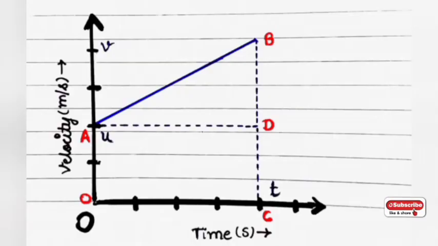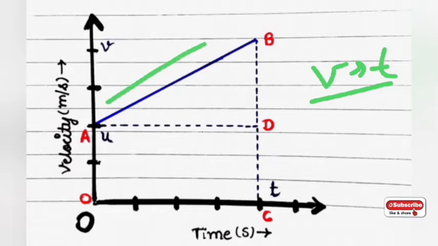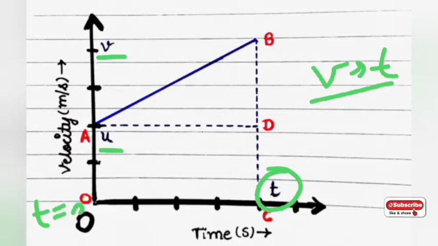First of all, let us start with the introduction of the graph from which we are going to derive all those equations. Here we have a velocity time graph, and in this graph the line AB represents the motion of the object. The object is moving initially with velocity u and final velocity v, and the time interval we have taken here is t. At time t equals 0 we are going to start our calculations.